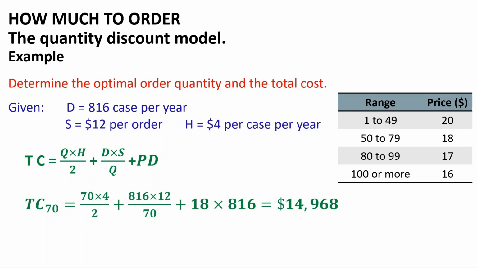So, the total cost at Q equals 70, TC 70 equals 70 multiplied by 4 divided by 2 plus 816 multiplied by 12 divided by 70 plus 18 multiplied by 816 equals $14,968. Because lower cost ranges exist, each must be checked against the minimum cost generated by 70 cases at $18 each. In order to buy at $17 per case, at least 80 cases must be purchased.